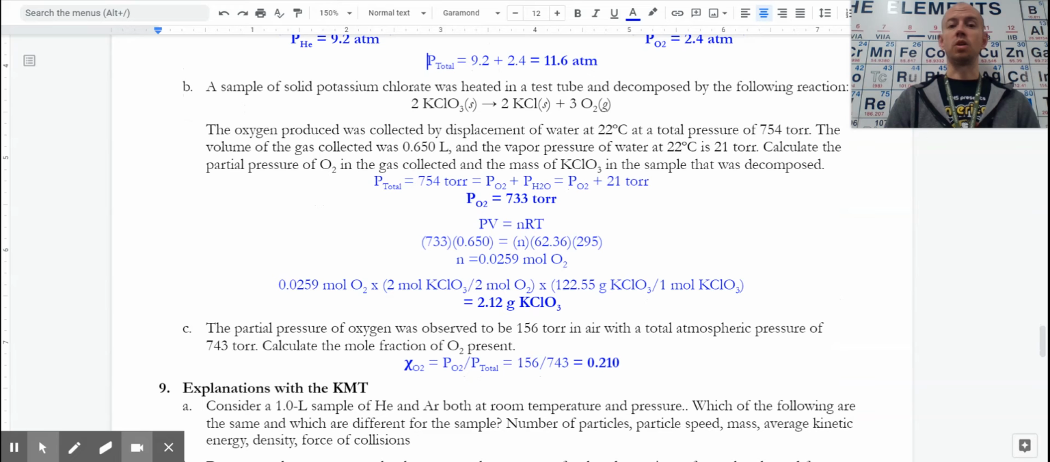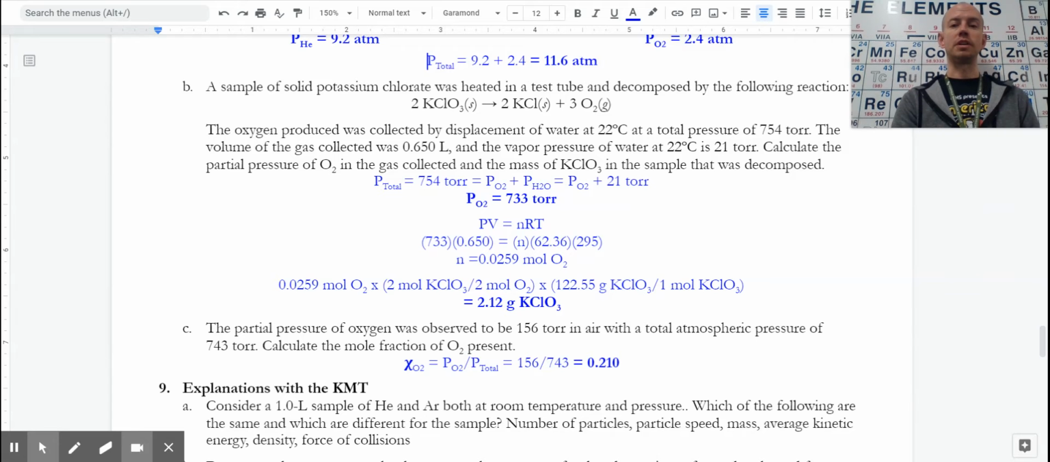On our next one, we're looking at a collection over water. So this happens anytime we're creating a gas and bubbling it up through water to try to get the purest sample possible. So it will always have this kind of flow or look to it. And sometimes on AP free response, it's broken into multiple parts. And sometimes it's all at once and just worth more points.